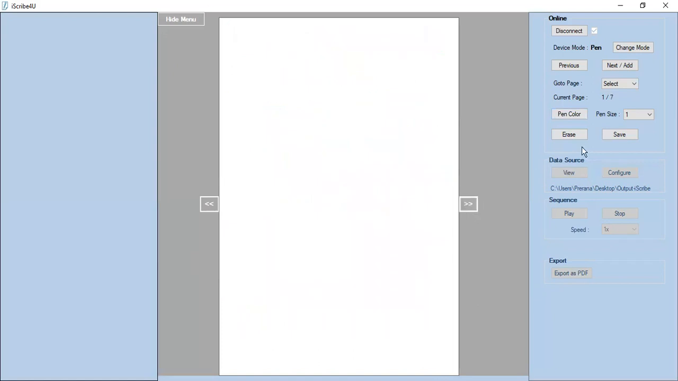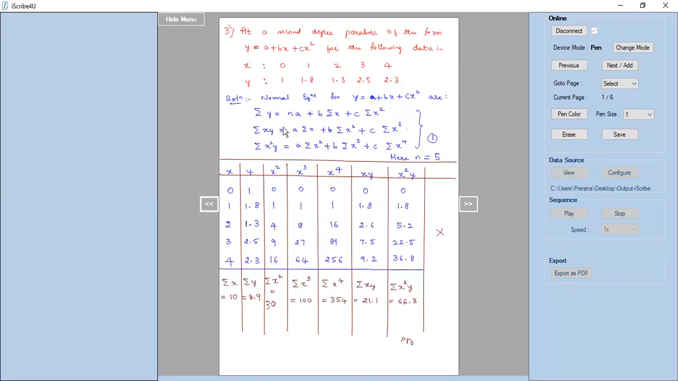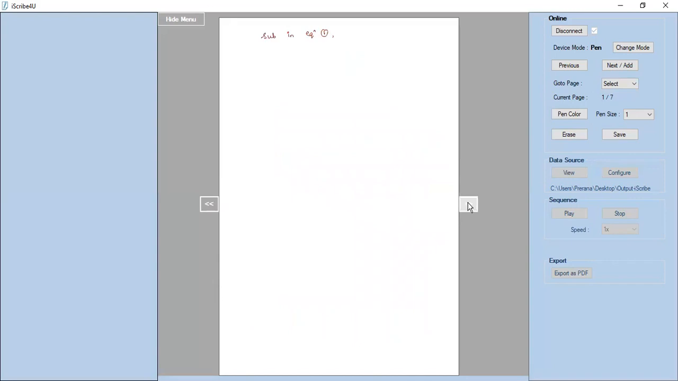Substituting in equation 1. Substituting all the summations into equation 1. Again, I'll take care that I'll write down the LHS part in the RHS and RHS part in the LHS, just for convenience while substituting into the calculator. So NA, N is 5. 5A plus 10B plus 30C is equal to 8.9.